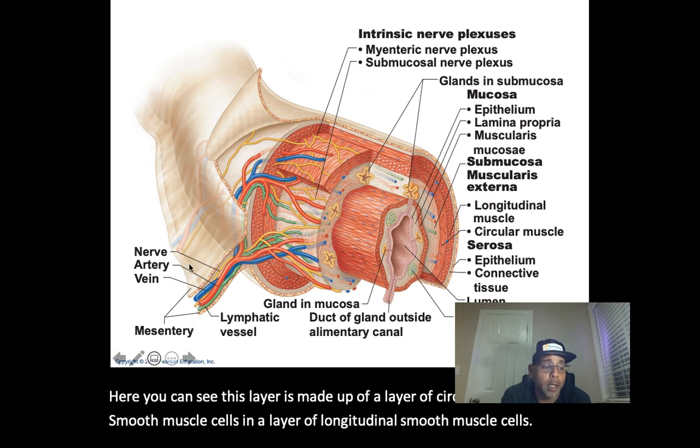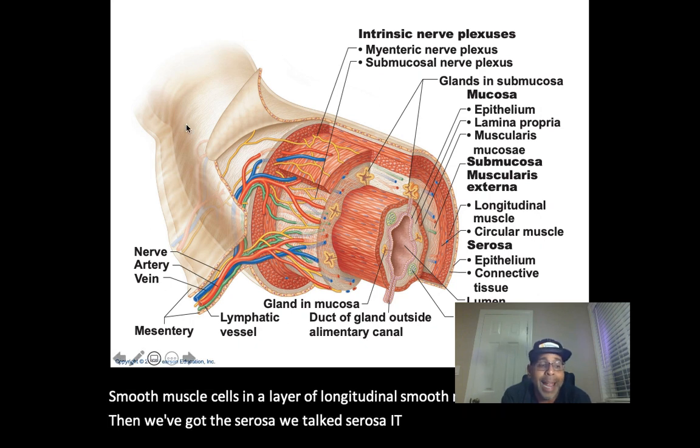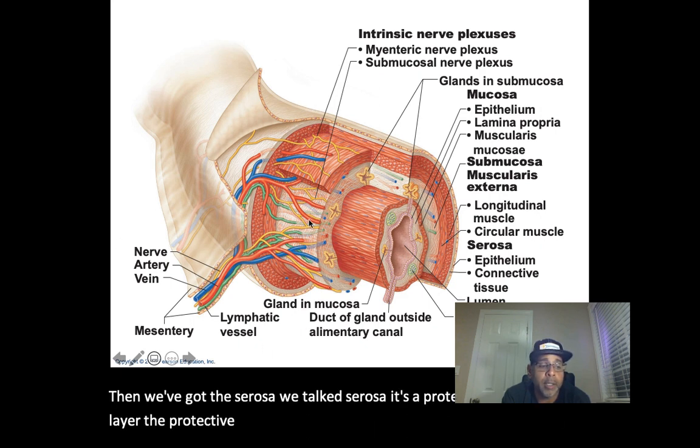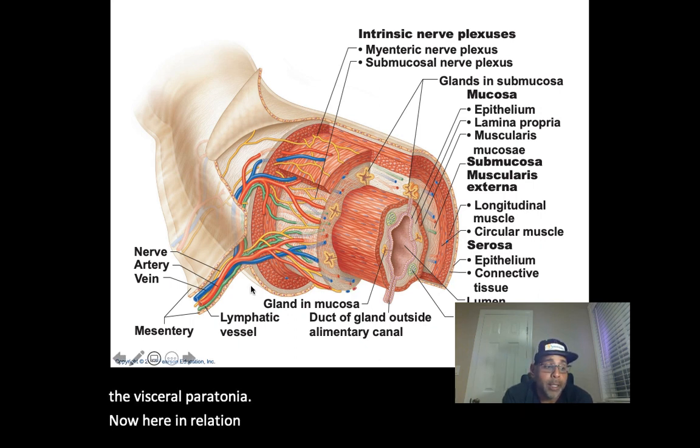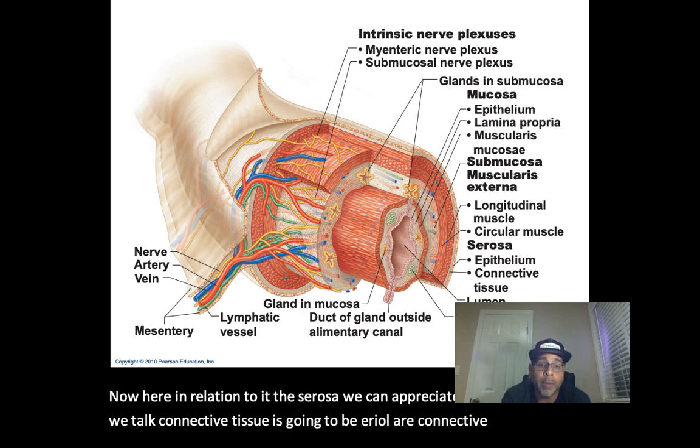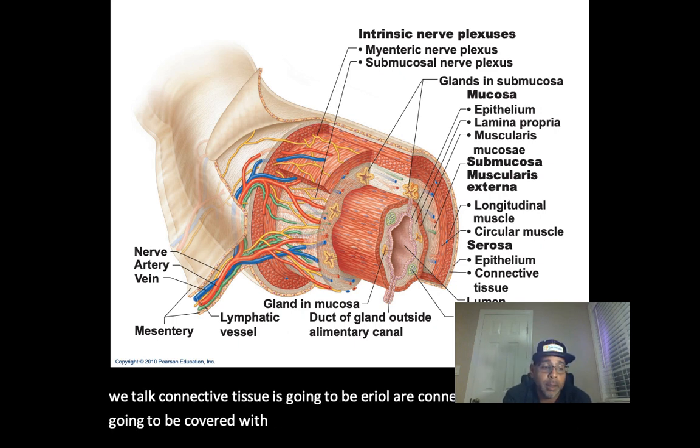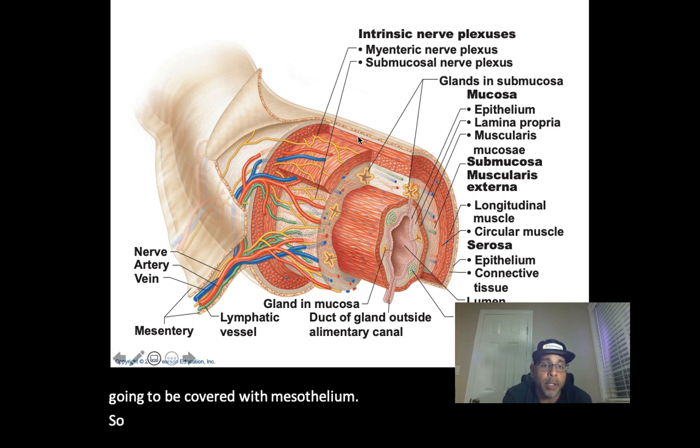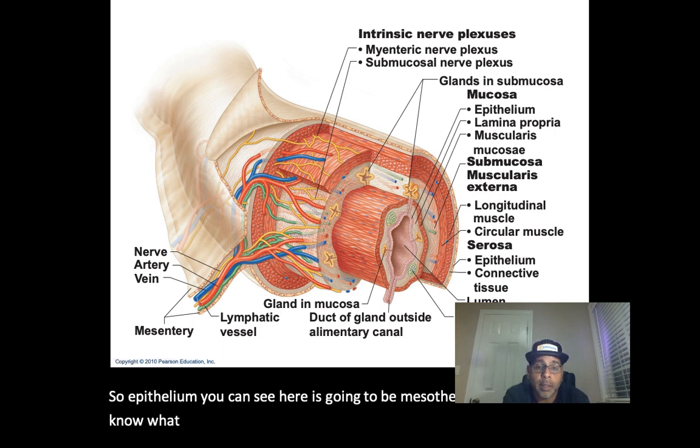Then we've got the serosa. The serosa is a protective outermost layer of intraperitoneal organs. It's basically the visceral peritoneum. In relation to the serosa, we can appreciate connective tissue, which is areolar connective tissue, and it's going to be covered with mesothelium. So the epithelium you can see here is going to be mesothelium. And we all know what that is now.